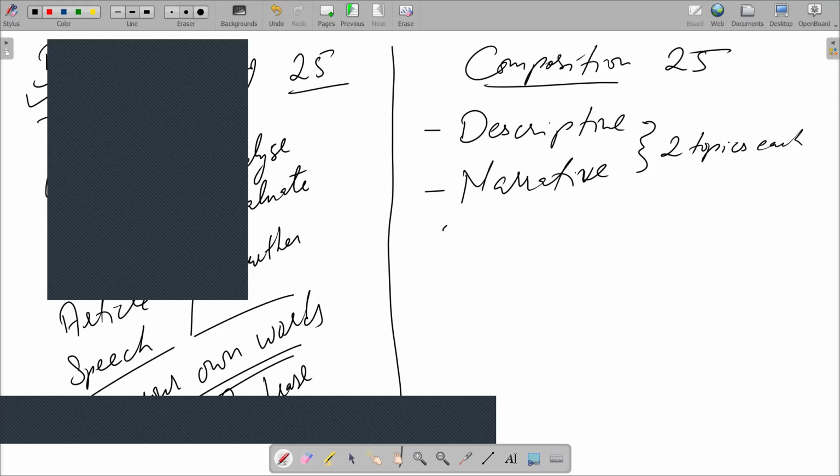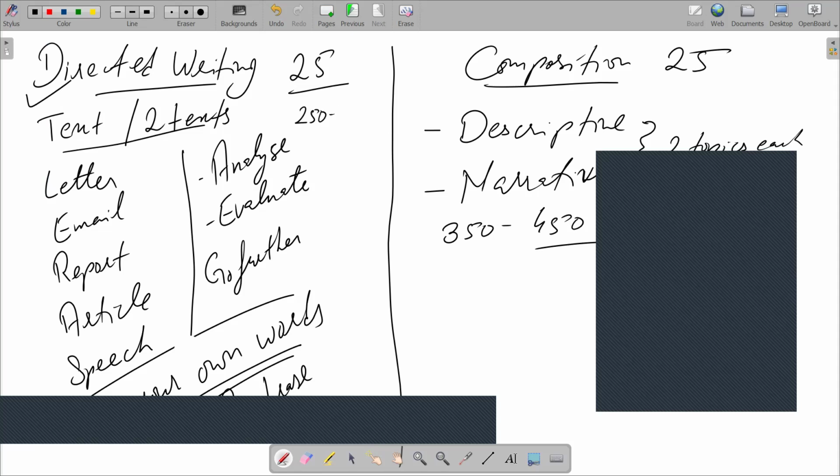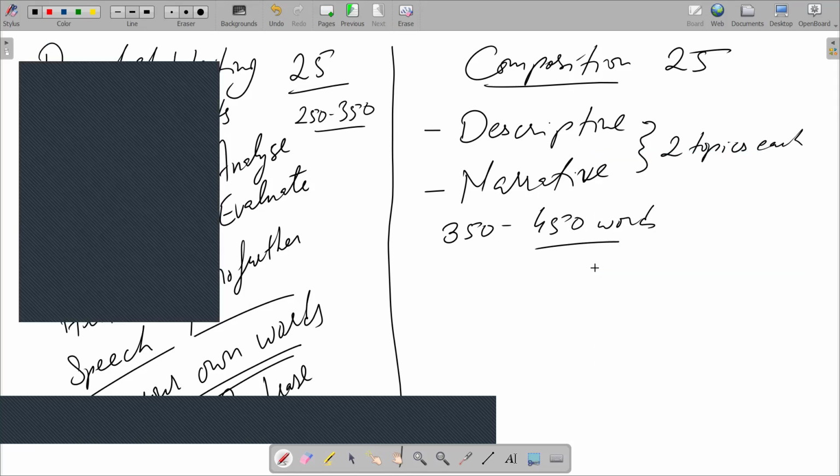There's a word limit, so 350 to 450 words is the word limit for your composition. There's also a word limit for directed writing, which is 250 to 350. The word limit here is not as strict. We'll talk about that when we come to that one. Personally, Haris, you always choose narrative. Well, yes, students do find narratives easier, but writing a good, proper, well-structured narrative is actually a bit more demanding than the kind of narrative students normally write. And we'll talk about that as well.